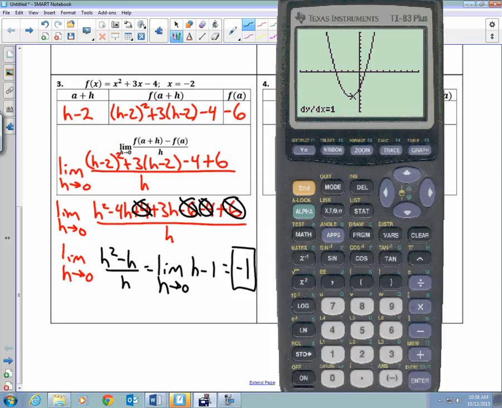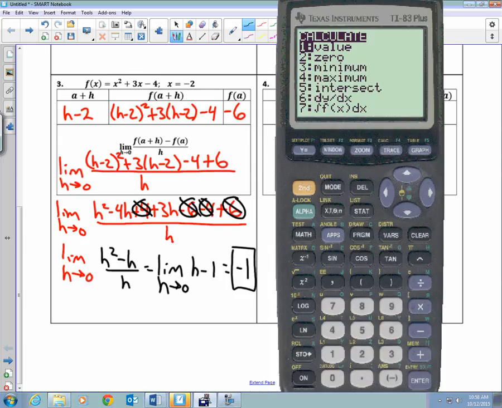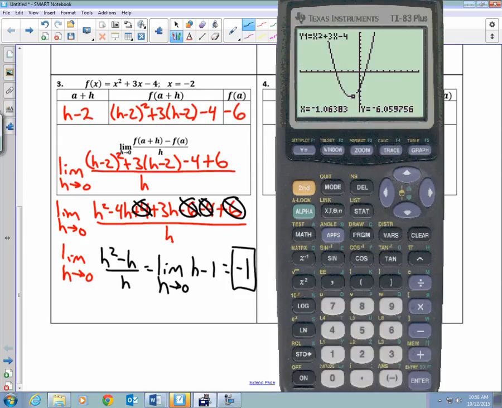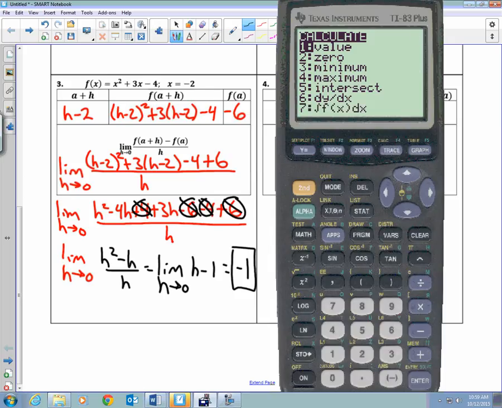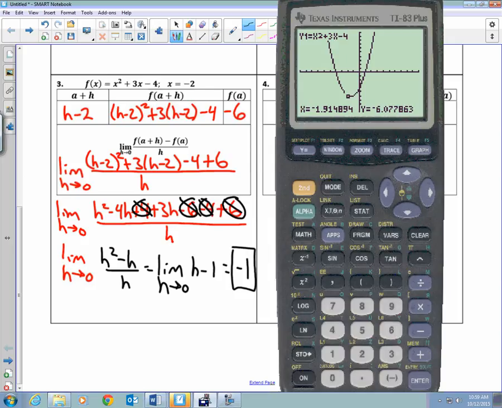Whoop, not negative 1, but the x value that we found was negative 2. My bad. So second calculate number 6, and the x value is negative 2. The slope should be negative 1. Sorry about that. Yep, we get negative 1. Second calculate number 6, and the x value is at negative 2.